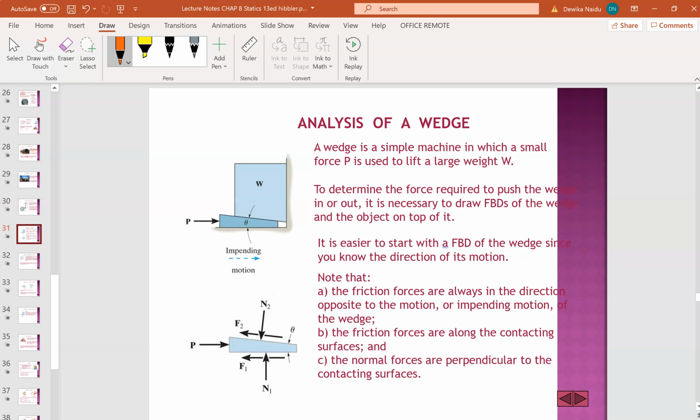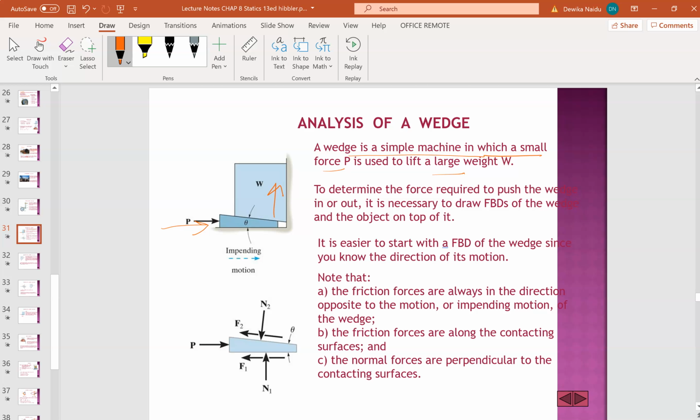So analysis of wedges itself: it's a simple machine in which a small force P is used to lift a large weight. If I were to push this P inside, this object will actually move up. That's what they're trying to say, to lift a large weight. So not only to stop the object from moving, but also to give a slight lift.